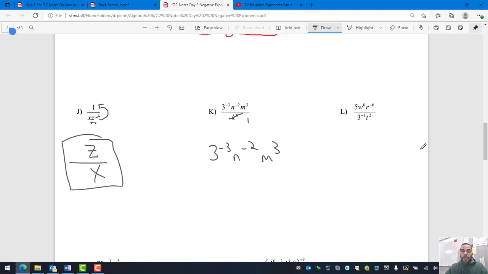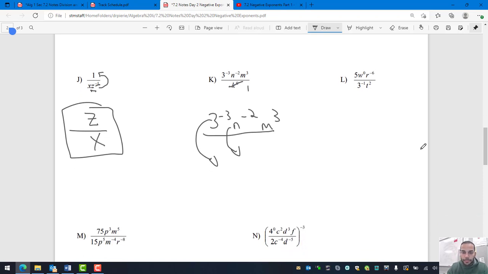Now it's my job to simplify it. Okay? So the first thing I see here is 3 to the negative third. That's a negative exponent. It's got to move to the denominator and become positive. Second piece I see here is n to the negative second, negative exponent. Got to move. Third thing I see is m cubed. That can stay where it's at. It's a positive exponent. So after I move everything, the m cubed is the only thing that stayed on top.